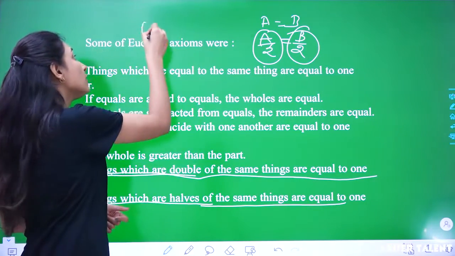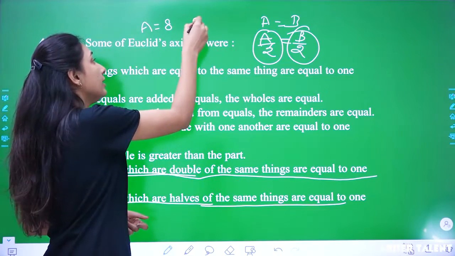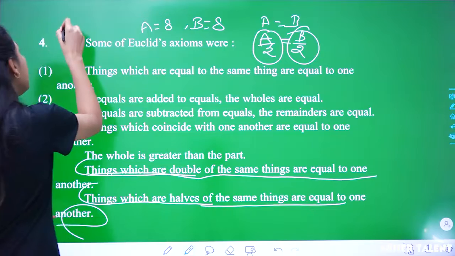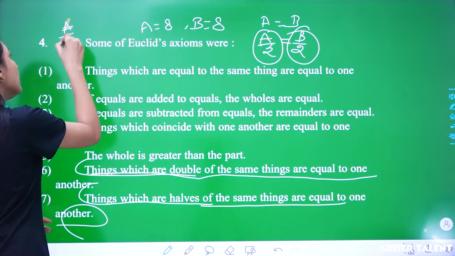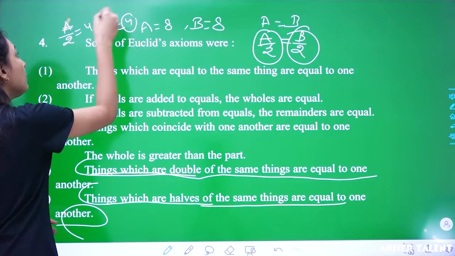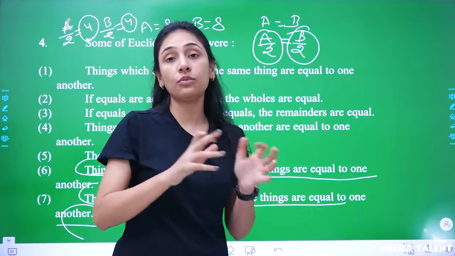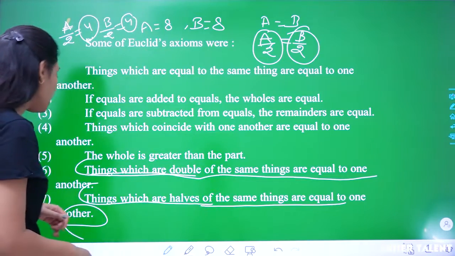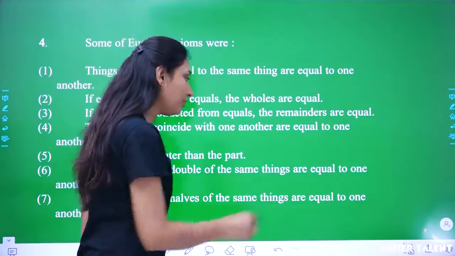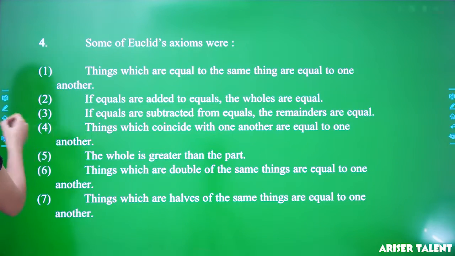Let's suppose A is equal to 8. Then B is also equal to 8, because A is equal to B. Now A by 2 is 4, and B by 2 is also 4. That means 4 is equal to 4, so A by 2 is equal to B by 2, because A is equal to B. That means things which are halves of the same things are equal to one another. These are very small things, so we don't need to panic so much about them.